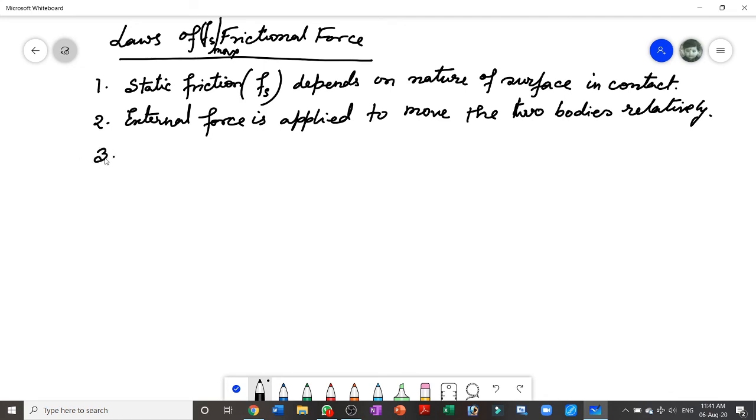Number 3, most important thing: it is independent of the area of contact. Always try to remember this. It is independent of the area of contact. So these are the laws you have to remember.